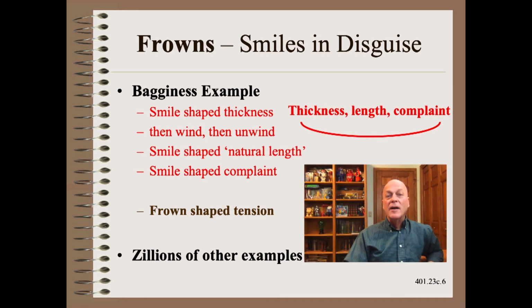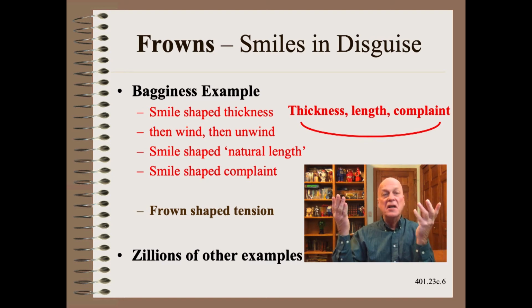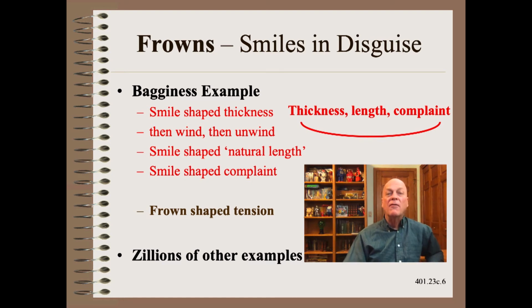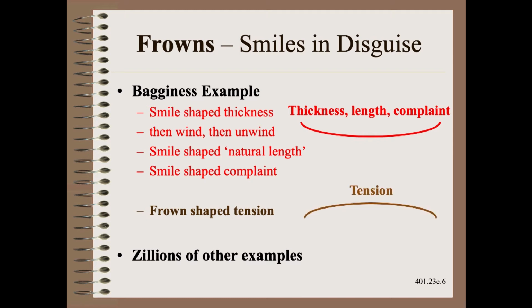Let us give another very common smile shape in disguise. That is the frown. From an earlier slide, you will recognize the quite common progression of baggy edge making mechanics. Smile-shaped thickness makes smile-shaped length that makes smile-shaped compliance histogram that favors the edges. All we add here is that the tension profile is frown-shaped.